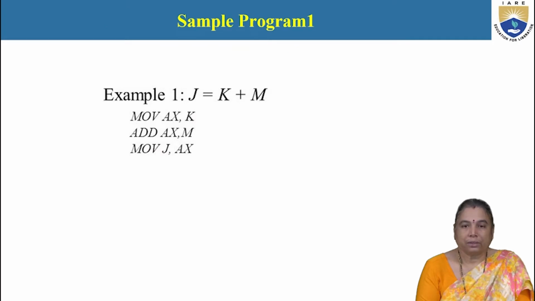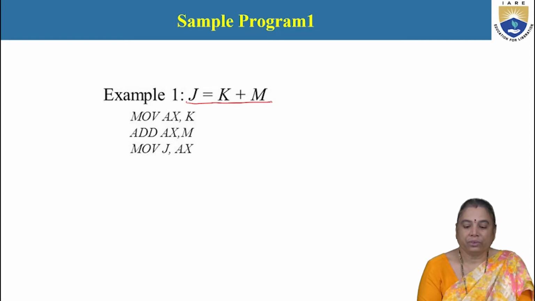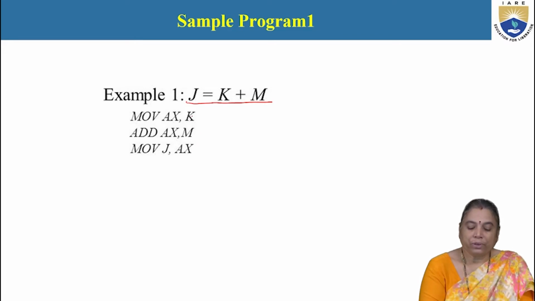Next, we will consider the sample program. Here, the user wants to perform J equals K plus M. The K value is first moved to a register. Here, a combination of data transfer instructions and data manipulation instructions is used in this sample program. MOV is a data transfer instruction. It moves the data without changing its content.